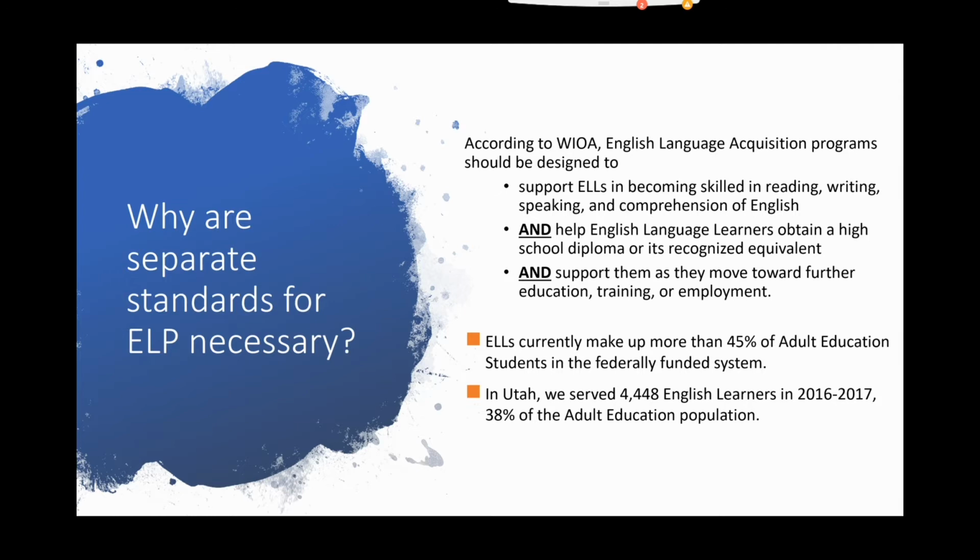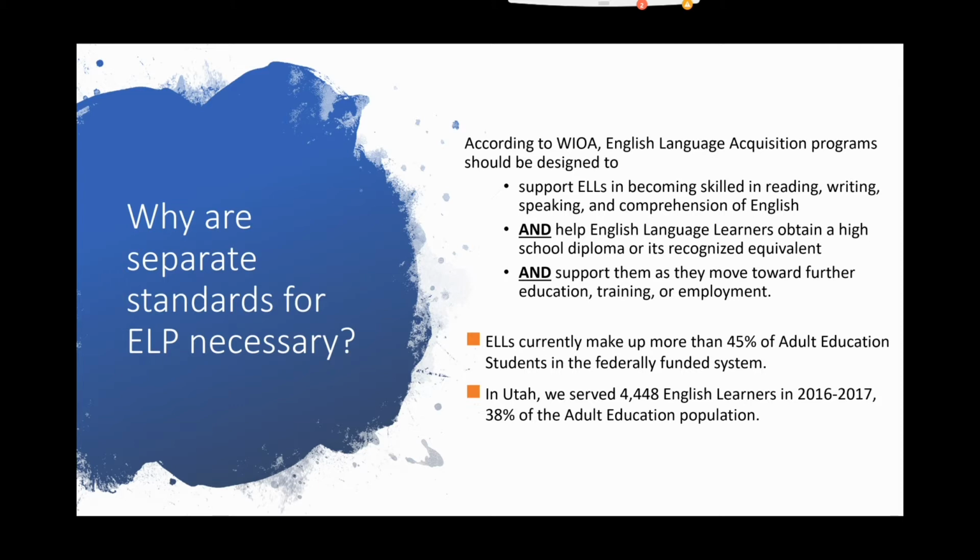Under WIOA, we have a challenge as we're working with English language acquisition programs. We not only have to support our ELL students in becoming skilled in the acquisition of the English language. They have to read, write, speak, comprehend, but they also need to have a pathway to where they can obtain a high school diploma or its recognized equivalent. And we have a call to support students as they transition into further education, training, or employment. So the challenge is greater than what it has been in the past.